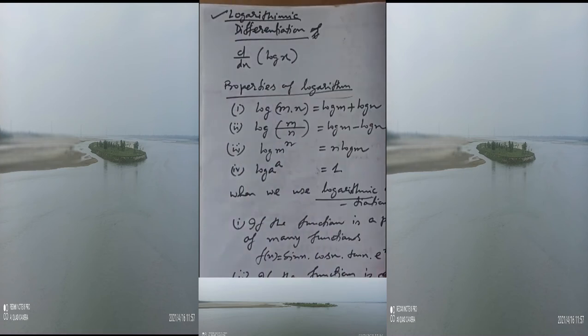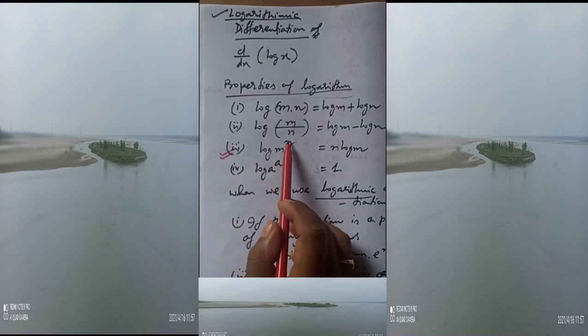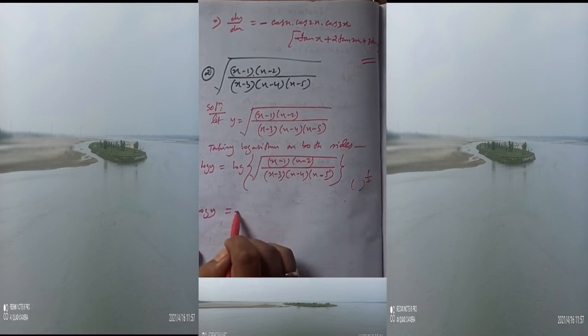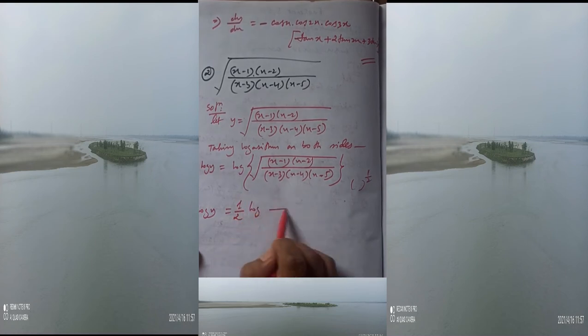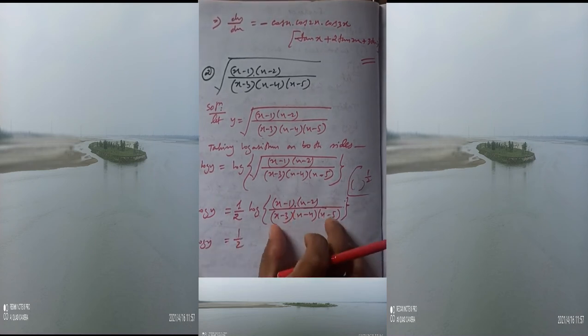That means you have to go for log m to the power n. That means like this, power is half. That half will come here. Half, then log this part. Next again half. Now you see it is in product form, but as a whole it is in quotient form. This total is n. So log m by n means log m minus log n.